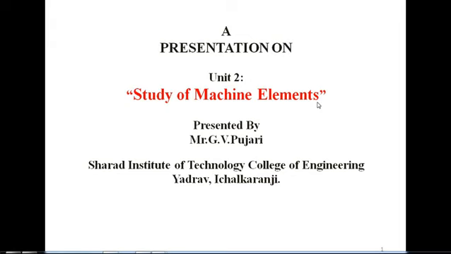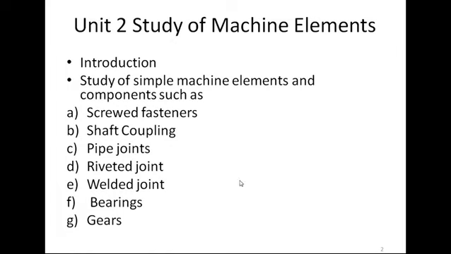I have started the chapter study of machine elements. In these earlier lectures we have seen the introduction, the screwed fasteners, the shaft coupling, and the pipe joints. In today's lecture we are going to see about the riveted joint.